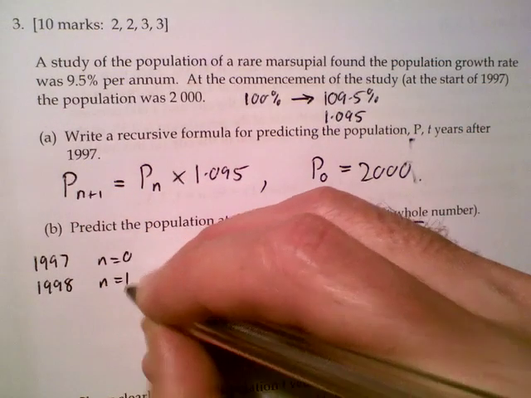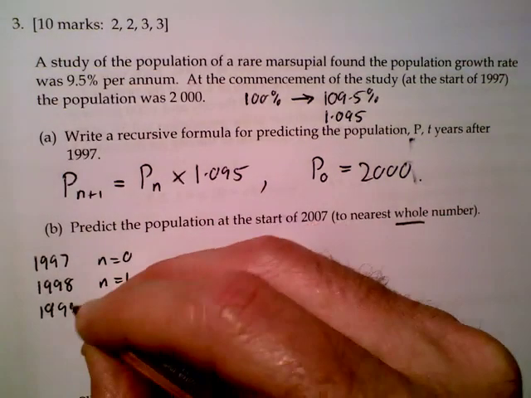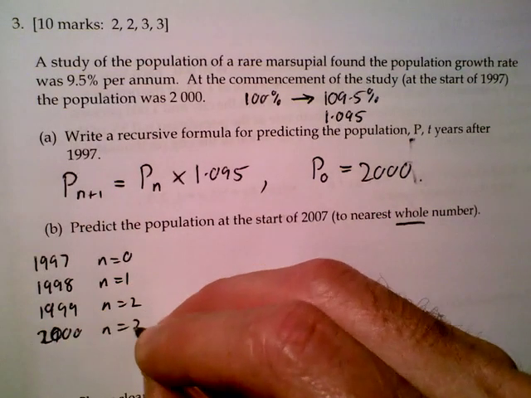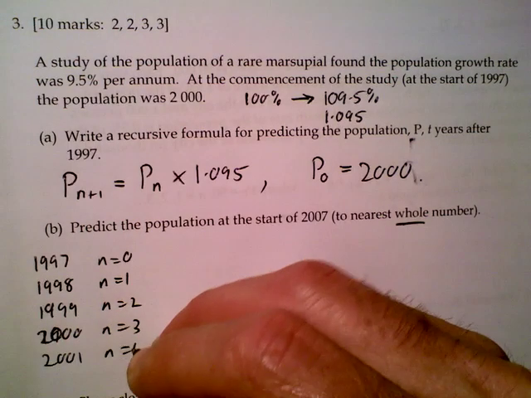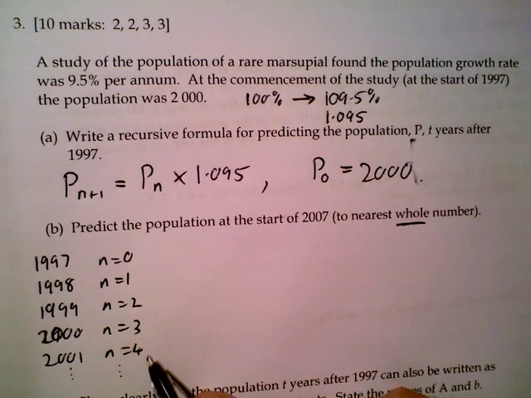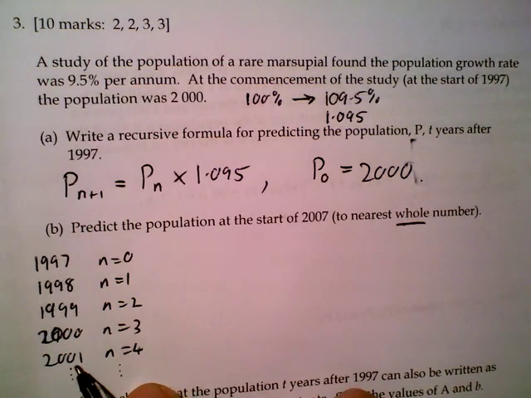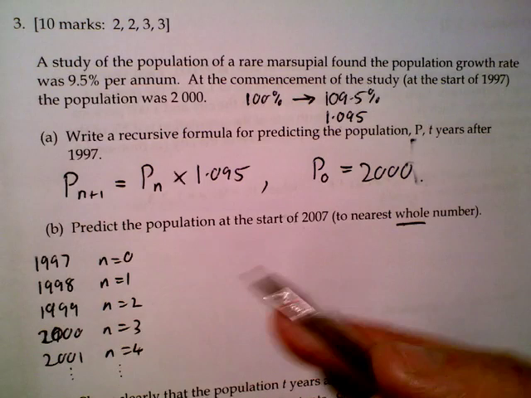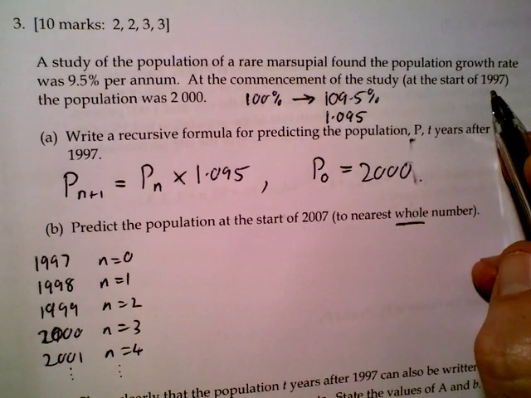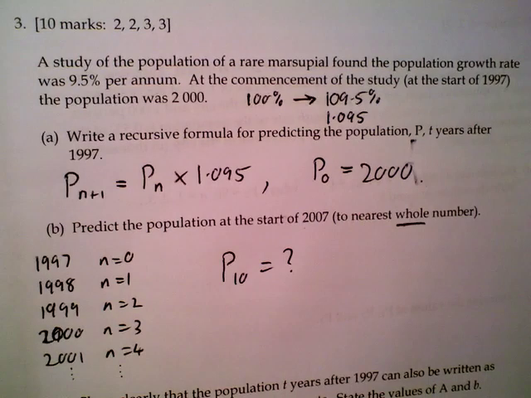1998, n is equal to 1. 1999, n is equal to 2. 2000, n is equal to 3. 2001, n is equal to 4. Now, if you really wanted to make sure, you could keep going to 2007 and get the right n value. But by this stage, you're figuring out that 2000 take 1997 is 3, and 2001 take 1997, n is equal to 4. You can see what's going on here. So in 2007, you just go 2007 take 1997, that's 10. So really what we're after here is P10. What is that value?